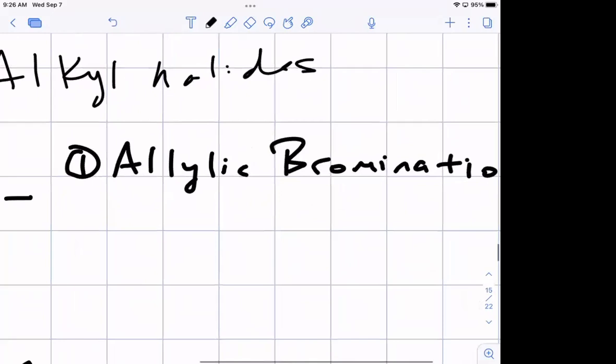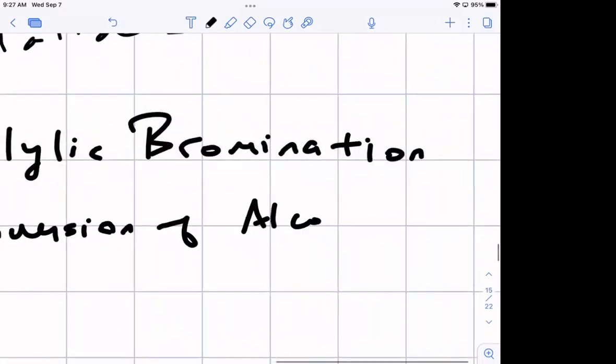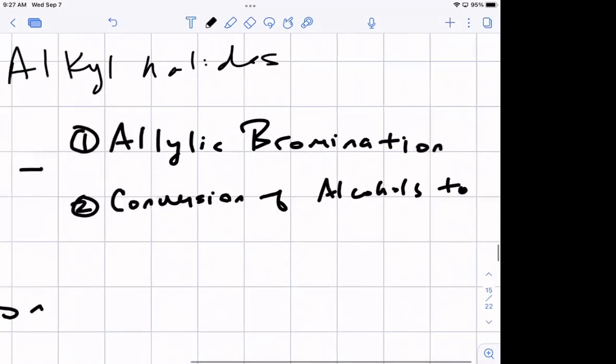And the other method is conversion of alcohols to alkyl halides. And I'll talk about what an alkyl halide is and all that stuff in a second.